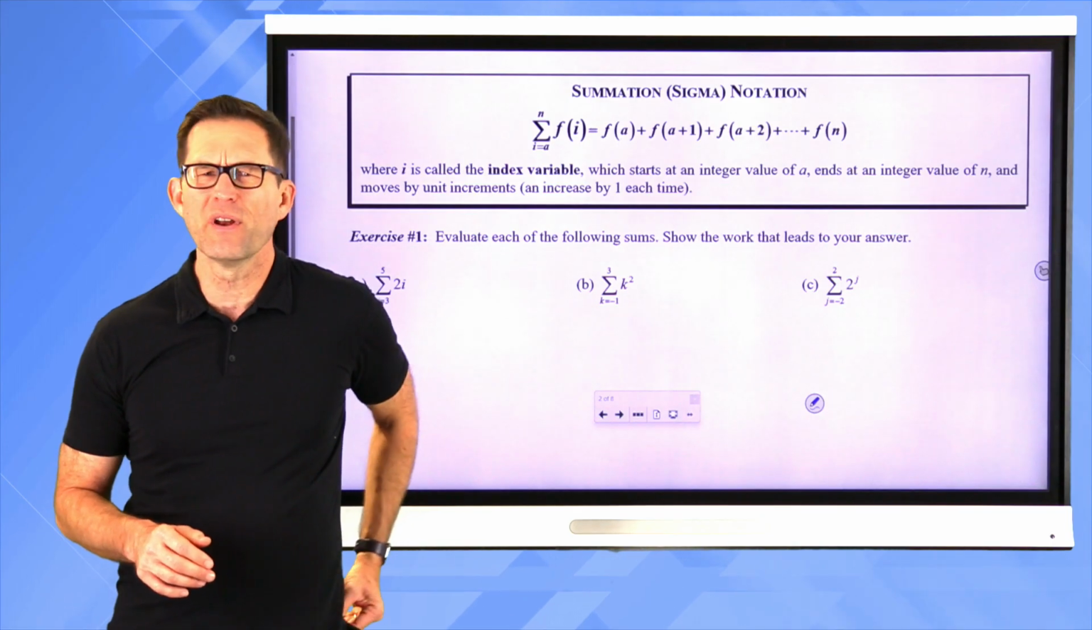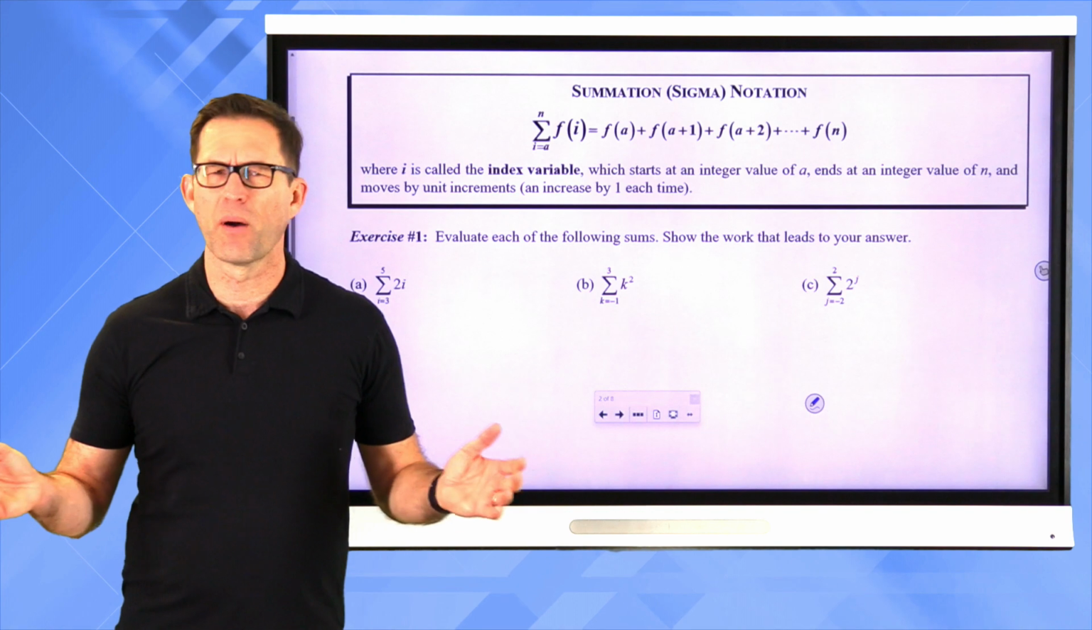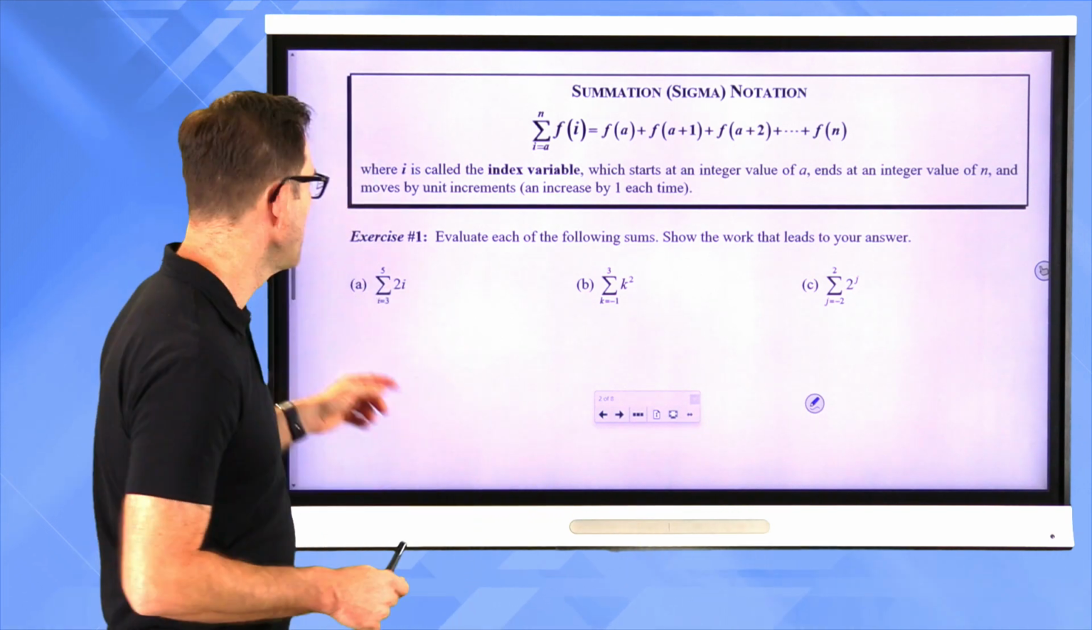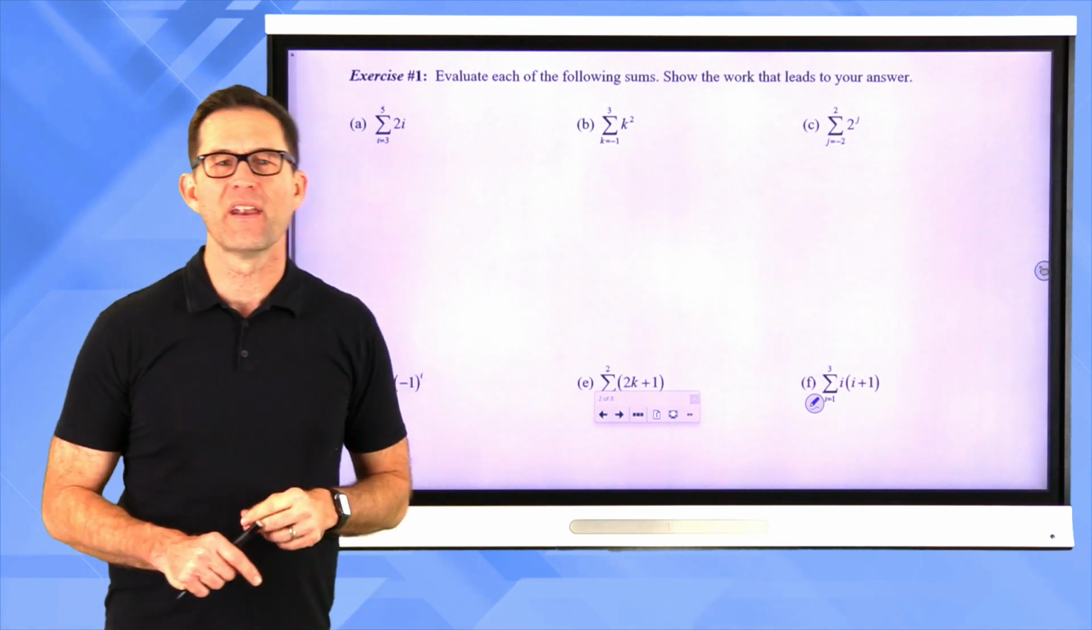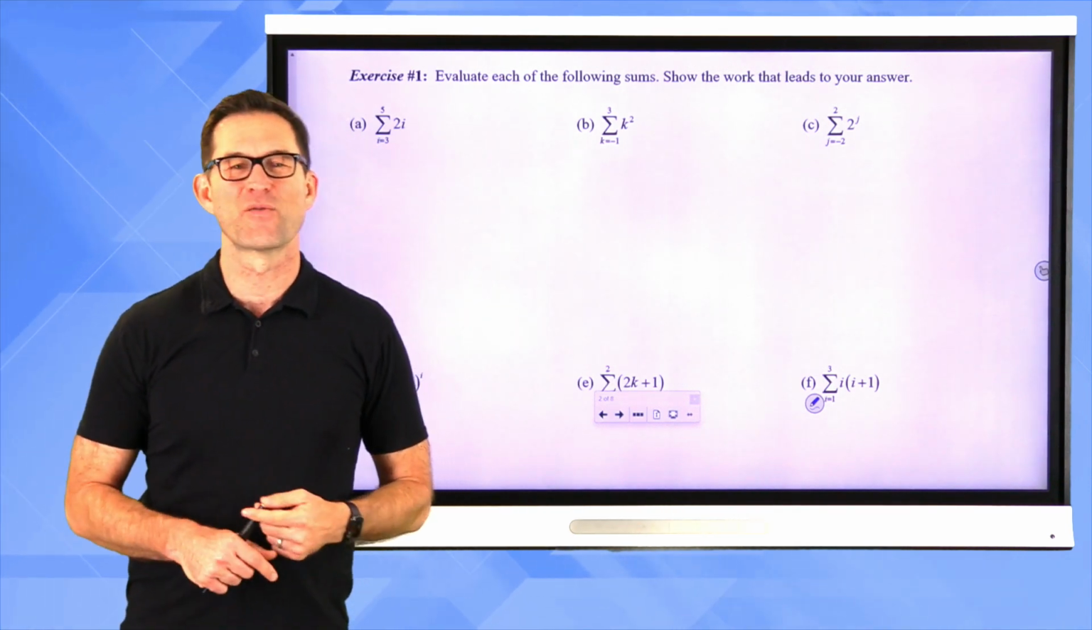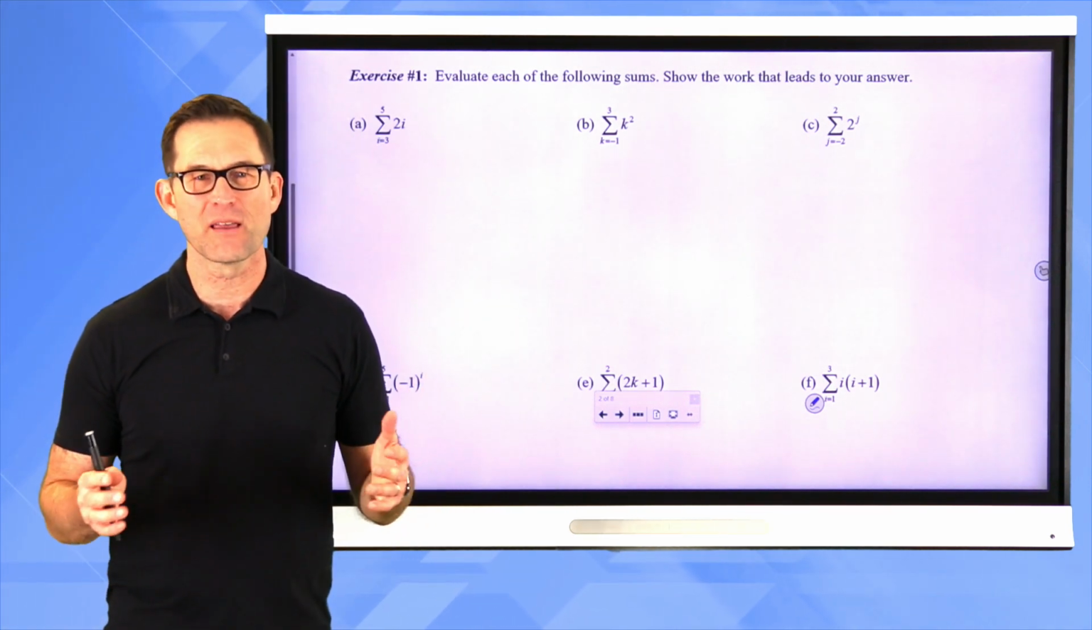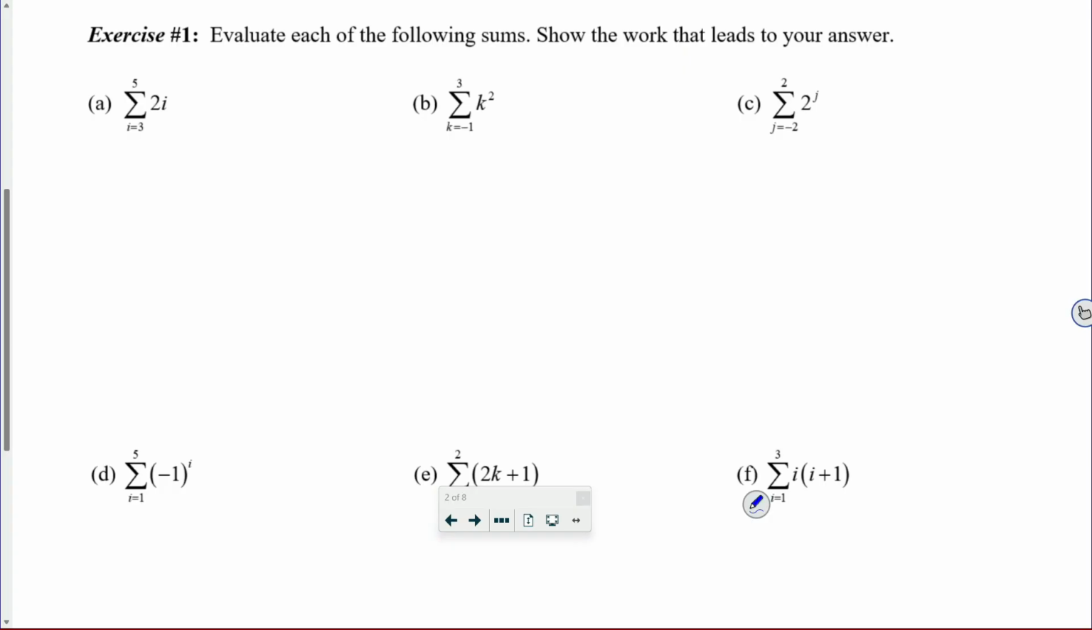All right, so that's pretty confusing, and you're probably like, I still don't understand what any of this has to do with anything. So let's take a look at exercise number 1 and get a sense for summation or sigma notation. Evaluate each of the following sums. Show the work that leads to your answer.